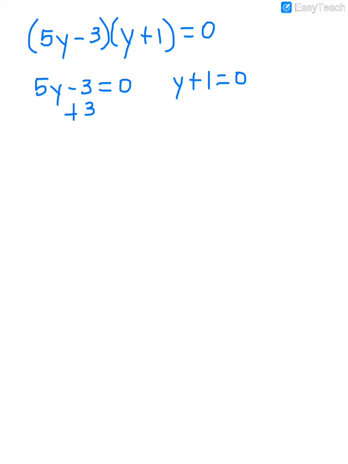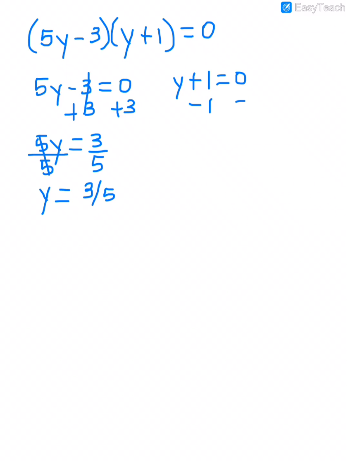Alright, so I'm going to add 3 to both sides, and I get 5y equals 3. Divide by 5. So one of my y coordinates is y equals 3/5, and the other one is y equals negative 1.